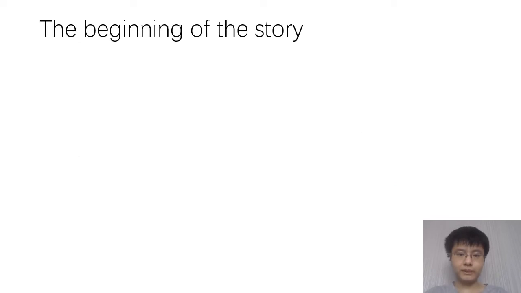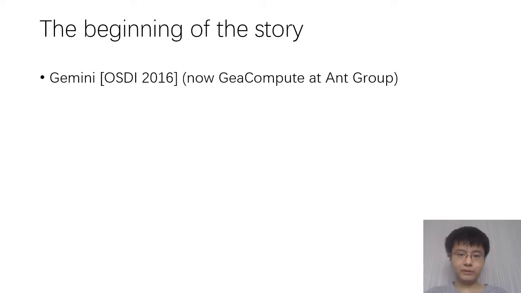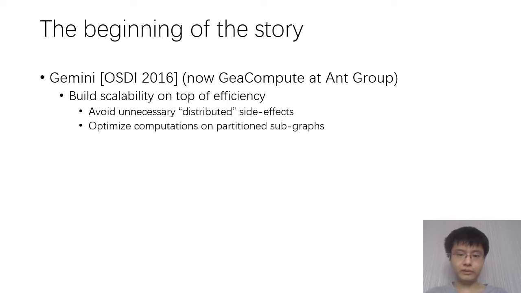Now comes the main character of today's talk. We developed a research prototype system called Gemini, which forms the foundation of G-Compute now at Ant Group, used for offline graph processing. The goal of Gemini is to bridge the performance gap between shared memory graph processing systems and distributed alternatives at that time. The main proposed message in the paper is that we should build scalability on top of efficiency by avoiding unnecessary distributed overheads and optimizing local computations on partition subgraphs.